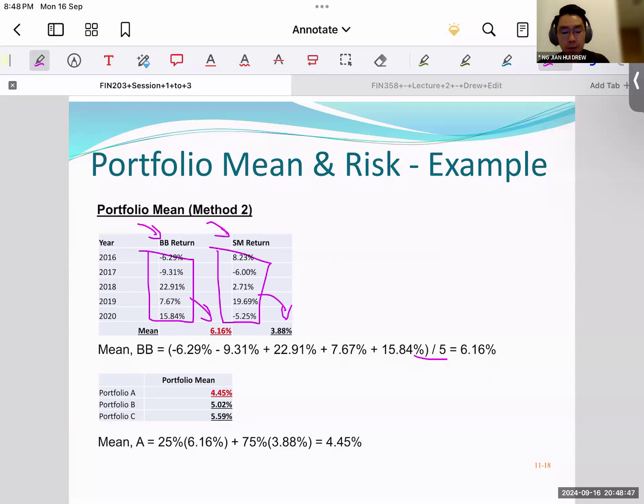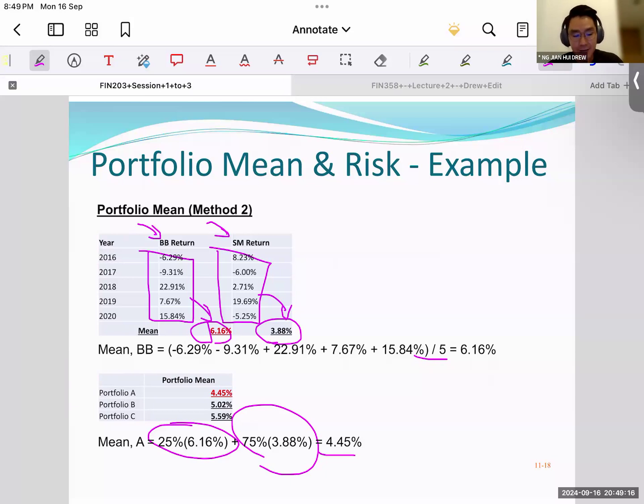Now, the question is for portfolio A, what do we do? We know portfolio A is 25% of PB and 75% of SM. So we just multiply 25% times 6.16, which is what we found here. Then take 75% of SM, multiply by the mean of 3.88. And so this is what we get here, right? So this is the portfolio mean, portfolio A.